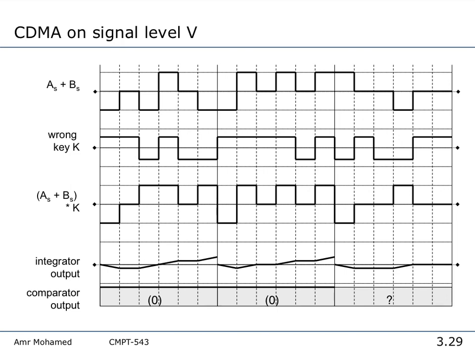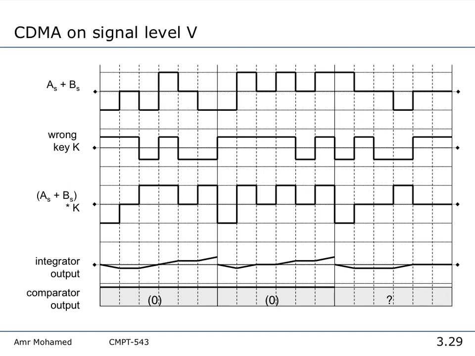So why do we need an integrator here? The integrator is basically the summation of the values of all the bits. The digital signal, like AS plus BS times K, is also a composite signal expressed in digital format. So how do we recover the original signal? Using the integrator. This is the only way.